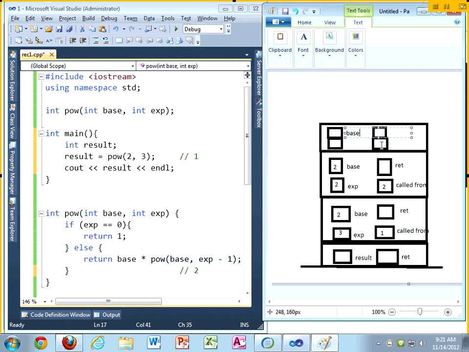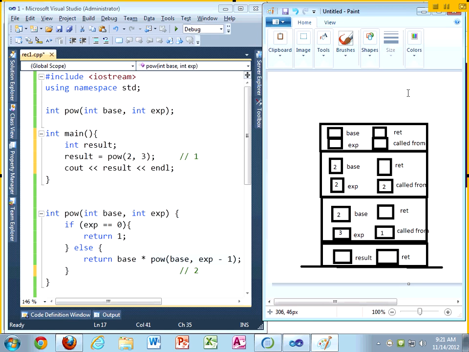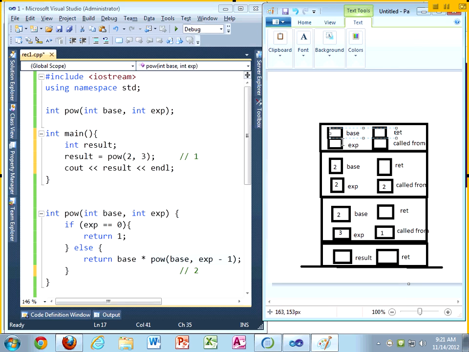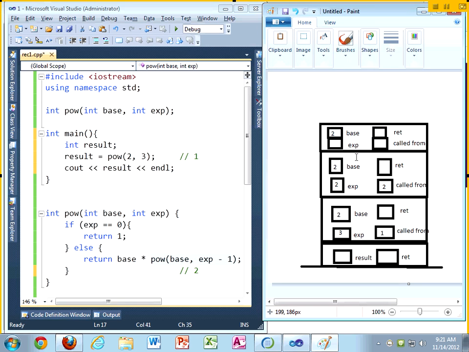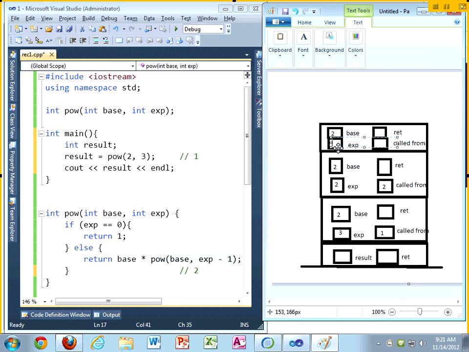Okay, so base, exponent, return value, called from. Okay, base is 2, exponent was 2, but I sent exponent minus 1, so now it's 1. Return, I'm waiting for my return, and this is called from place 2. Okay? So now I have finished setting up my activation record.